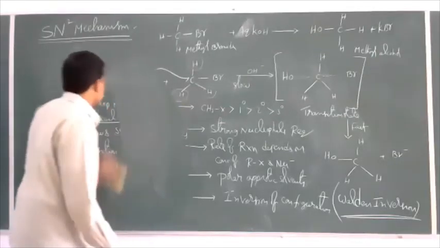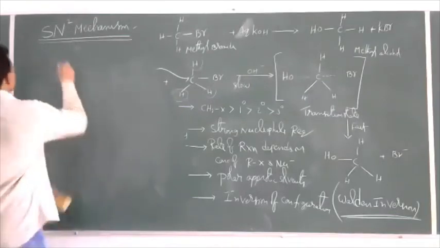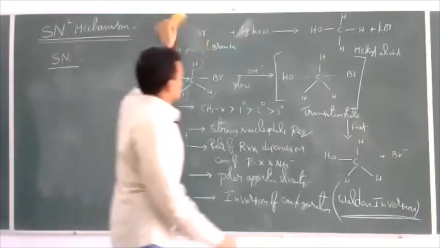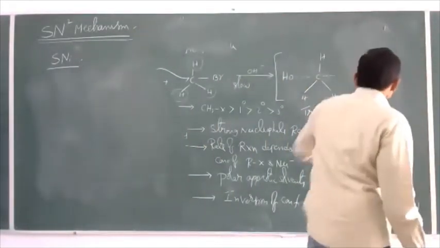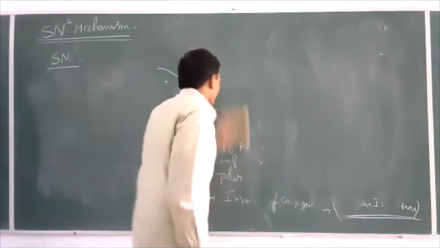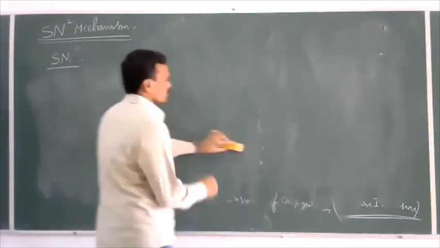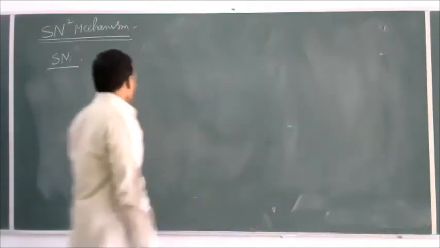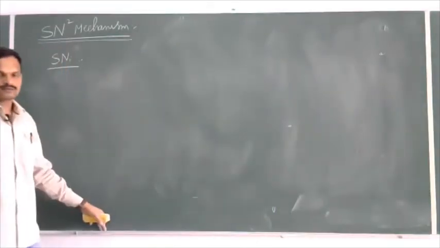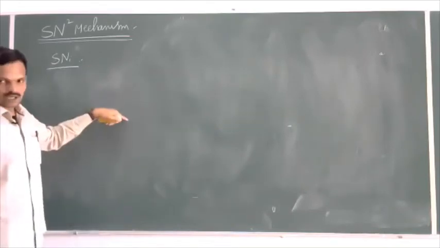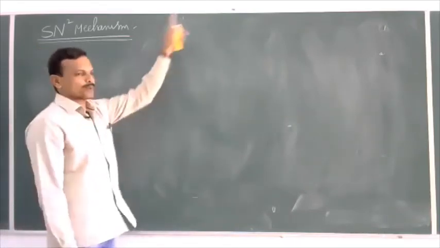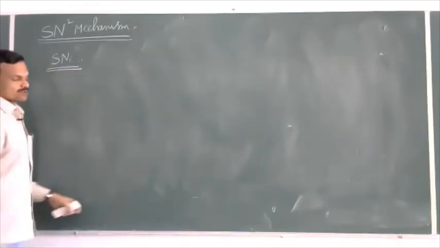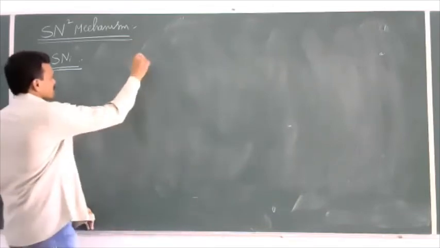Now let us see one more type. SNi. This is not required for PUC, just only useful for objective point of view. SNi, substitution nucleophilic intramolecular. That is nothing but intramolecular nucleophilic substitution reaction. That means within the molecule, one nucleophile can replace another nucleophile. That is nothing but intramolecular nucleophilic substitution reaction. Let us see an example here.